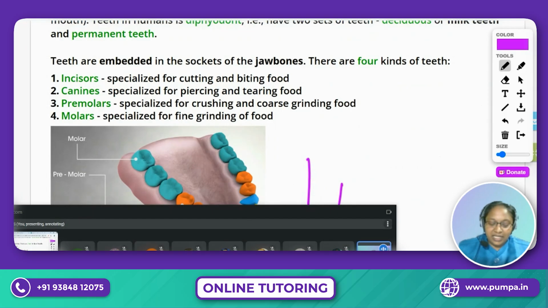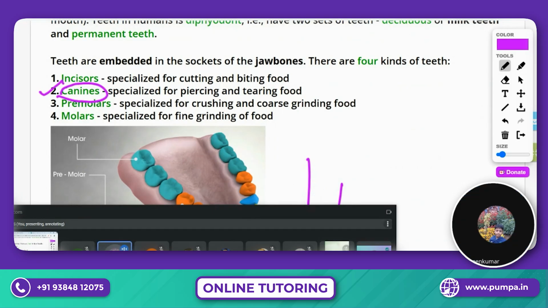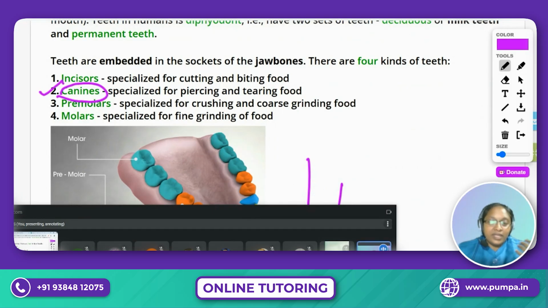Canine teeth are helpful for piercing and tearing. That's why this particular tooth, the canine, is well developed in carnivores. Like a lion, have you ever seen it? The canine teeth are sharp-edged teeth.